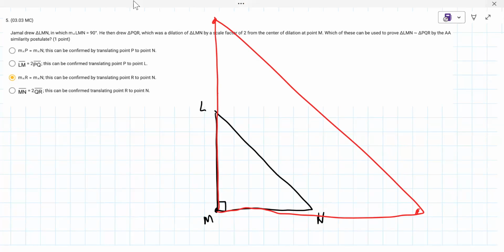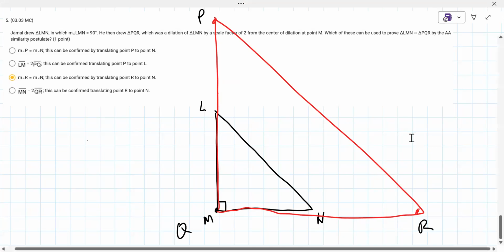Which of these can be used to prove triangle LMN congruent to PQR by the AAA? So P, no, sorry. E is up here, Q, R. All right. So we've seen this problem now a couple times. The lines are parallel. They have to be parallel. The angle is congruent.